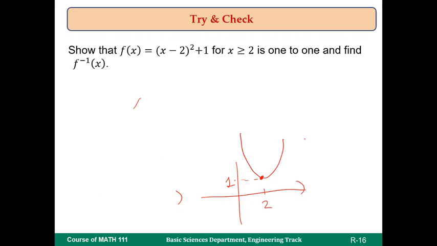This is why we learned the shiftings and the other things. This is the shortcut, the short way of making the graph of this function from x squared. And now we have this point here, (2, 1). And it says for x bigger than 2, it's 1-to-1. So x bigger than 2 is this part here, right? So we take this part.